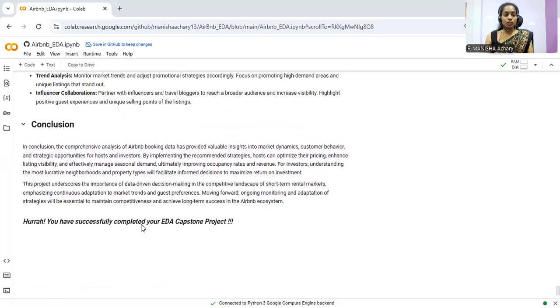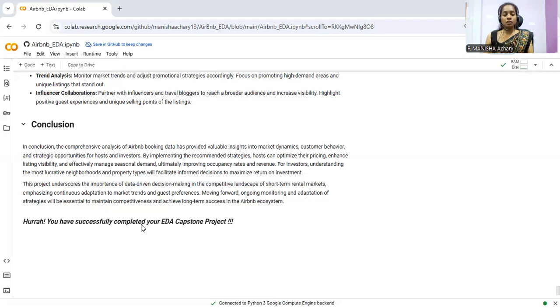So, last is the conclusion. In conclusion, the comprehensive analysis of Airbnb booking data has provided valuable insights into market dynamics, customer behavior, and strategic opportunities for hosts and investors. By implementing the recommended strategies, hosts can optimize their pricing, enhance listing visibility, and effectively manage seasonal demand, ultimately improving occupancy rates and revenue.